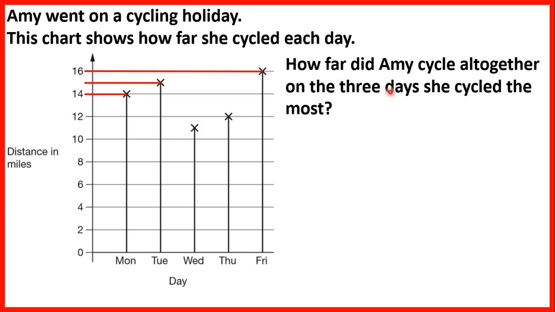So we need to know how far she cycled altogether on these 3 days, because these are the 3 days when she cycled the most. So we can work out 16 plus 15 plus 14, and that will give us a total of 45 miles.